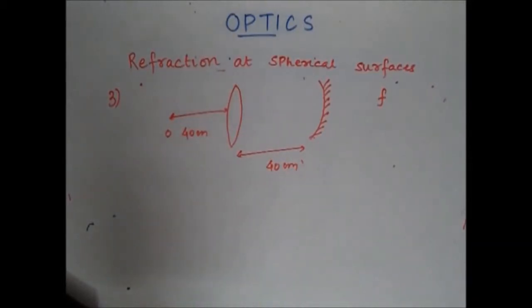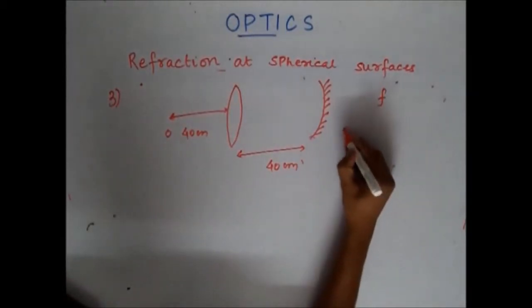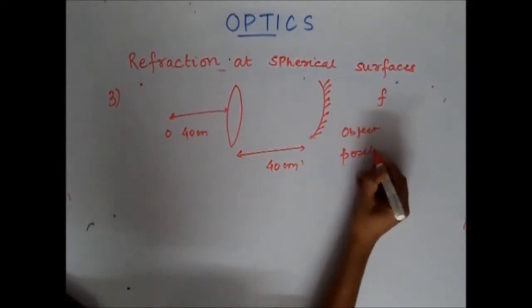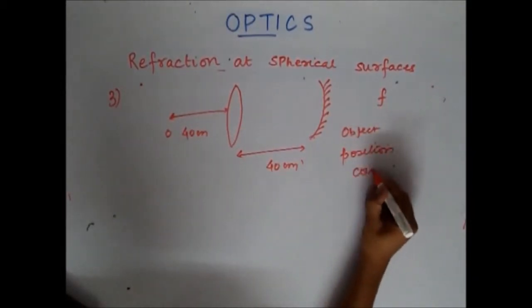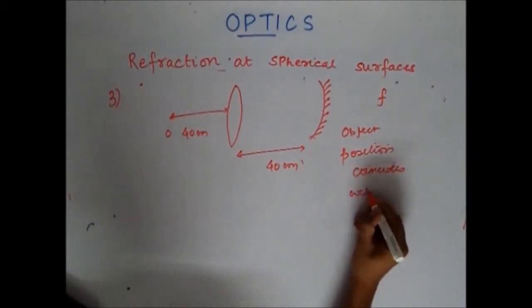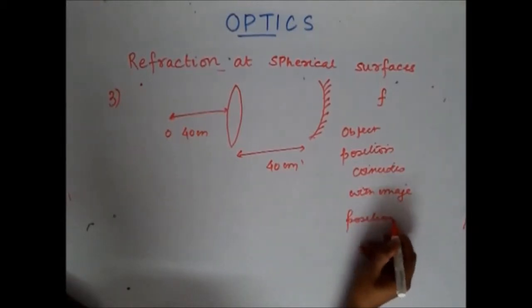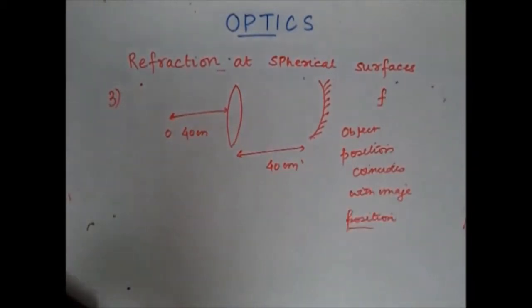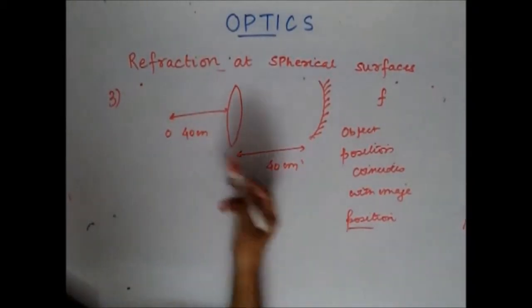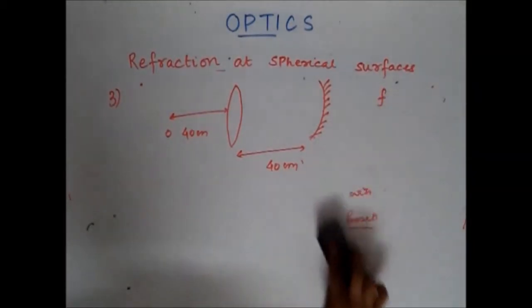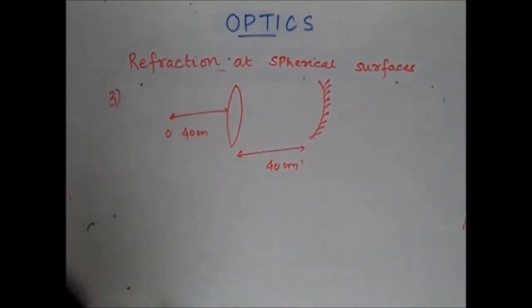Again, it said that the object position coincides with the image position. Okay. Now the question is, find the focal length of the lens or the mirror. Again, this question is similar to the question we solved earlier.